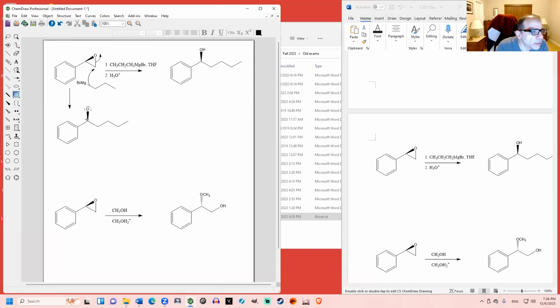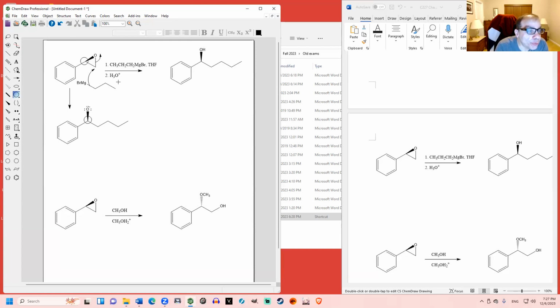And this carbon is this carbon. And you'll notice that carbon is not involved in that mechanistic step. So the bond to oxygen remains wedged. There's no SN2 reaction or anything happening on that step. So that's what you get after adding the Grignard reagent to the epoxide.